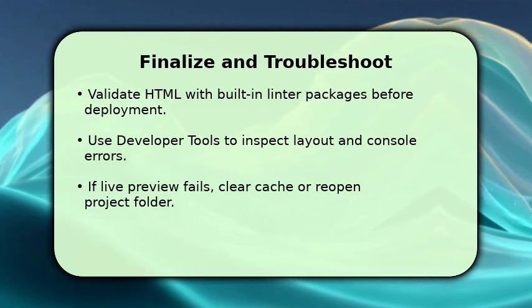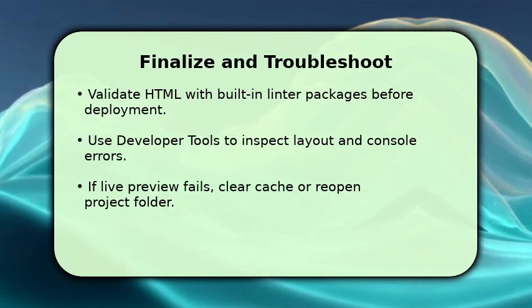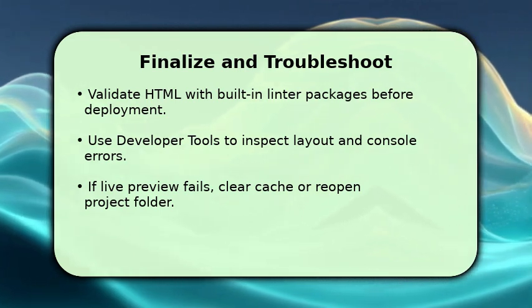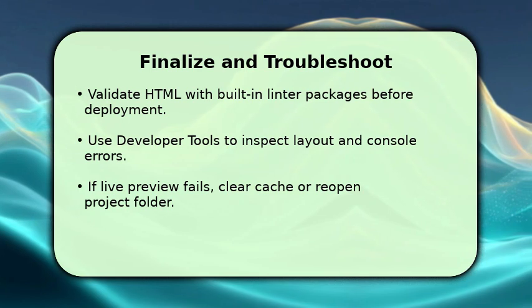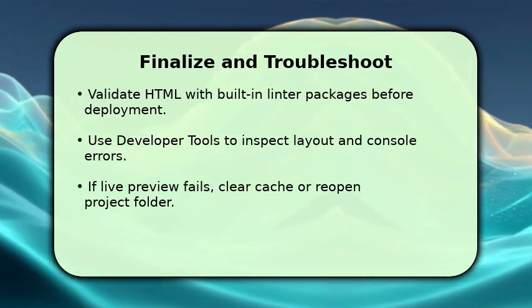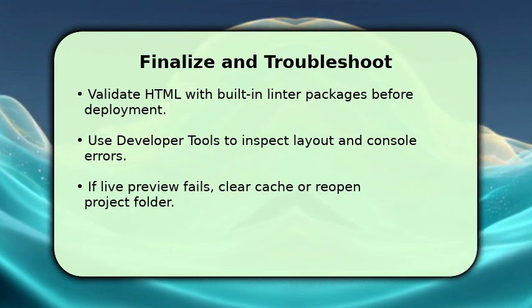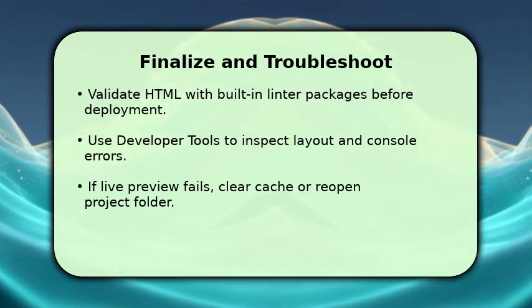If a preview or package stops working, restart Atom and reopen the project folder. Often a cache or package reload resolves it. If problems persist, disable recently added packages one by one to isolate conflicts, then re-enable stable extensions.